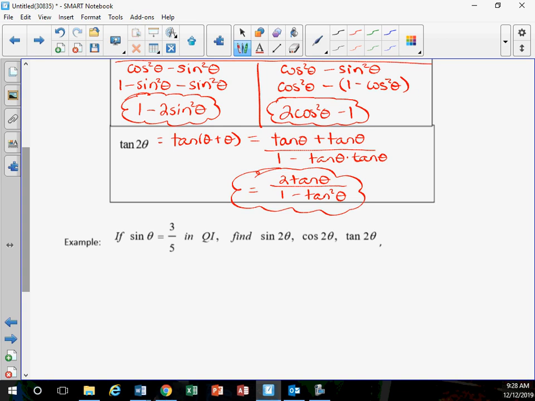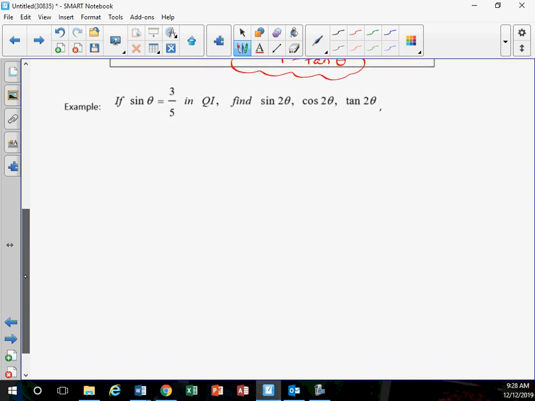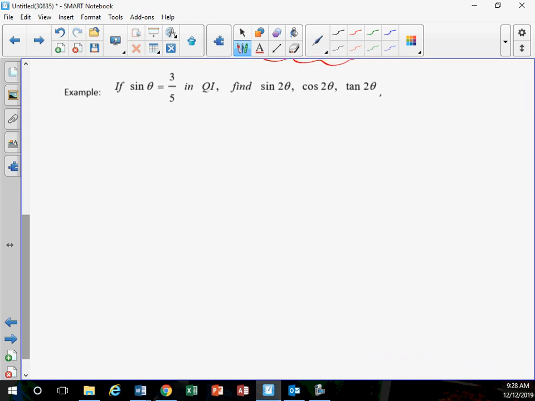We okay there? Okay. So now using these formulas is very much like what you did with the sum and difference when you drew the triangle. Okay? So I'm going to give you information about an angle, tell you where it is, and then you just have to find sine of 2 theta, cosine 2 theta, tangent 2 theta. Okay? So let's look at the first example here. All right, sine of theta equals 3 over 5 in quadrant 1. So first, let me draw my triangle.